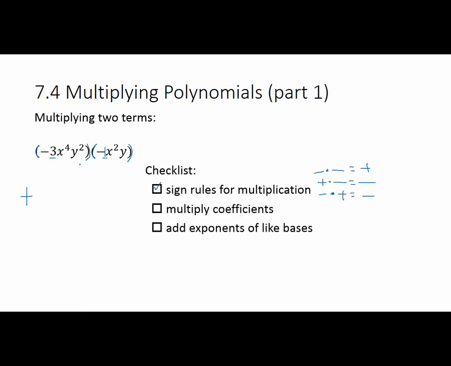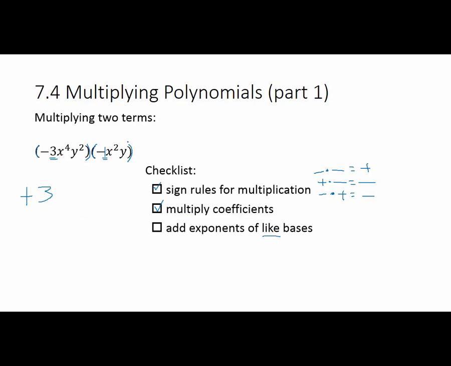Next, I'm going to multiply my coefficients. So I've got a 3 and a 1. 3 times 1 is 3. Check. Great. I've already done 2 of the 3 steps. That's perfect. Now I'm going to add the exponents of like bases.